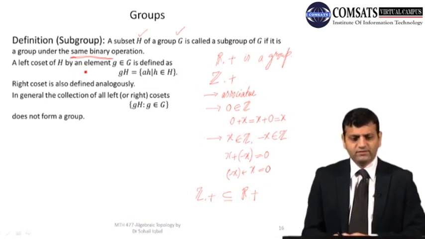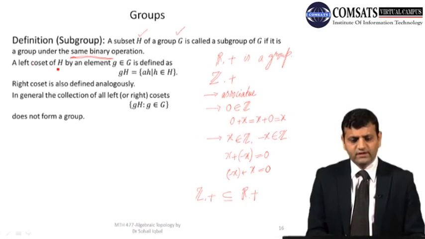So let's go to our next definition. What is a left coset? The left coset of H by an element g belonging to capital G is defined as gH, which is equal to the set of g into h, where h belongs to capital H. So basically you take an element of capital G and multiply it with the whole subgroup H, then we get this subset of G, and this subset is called a left coset of H by an element g.